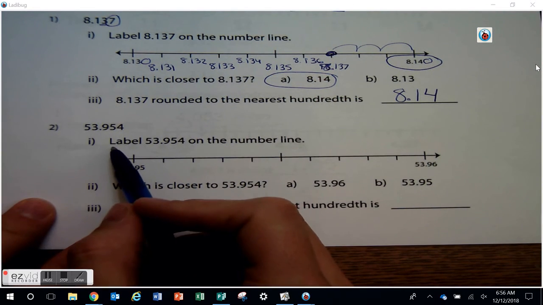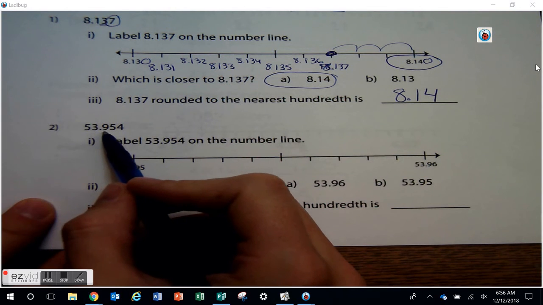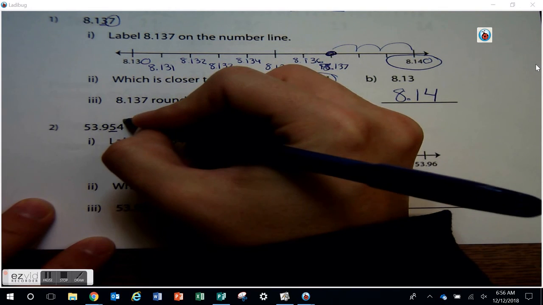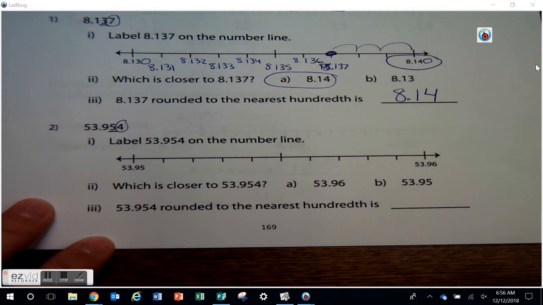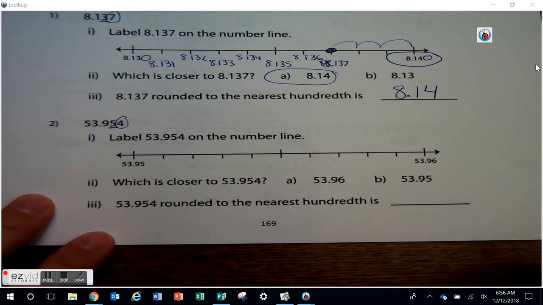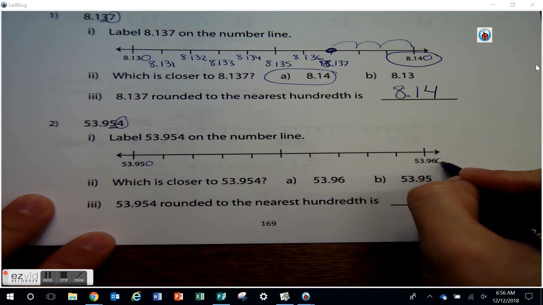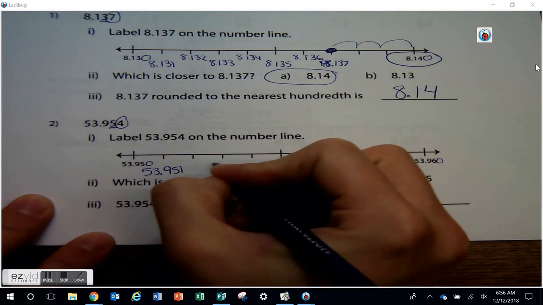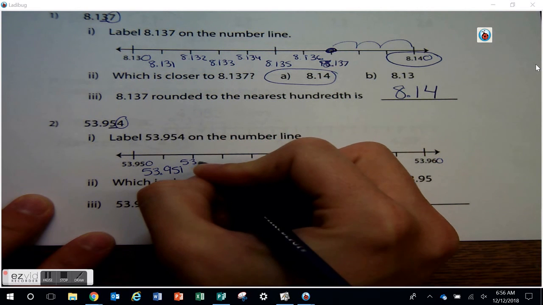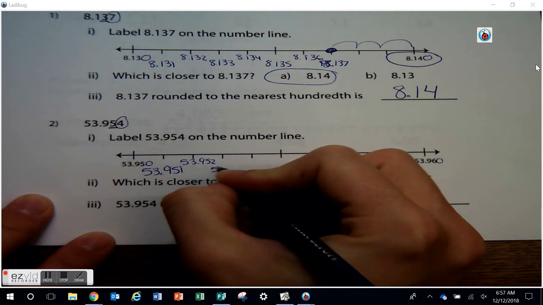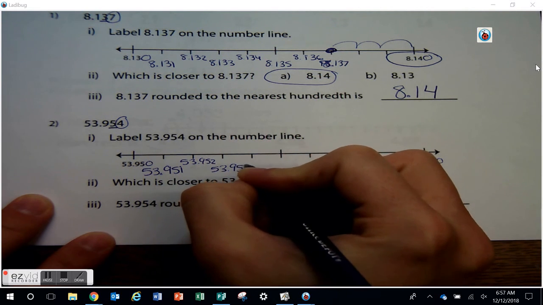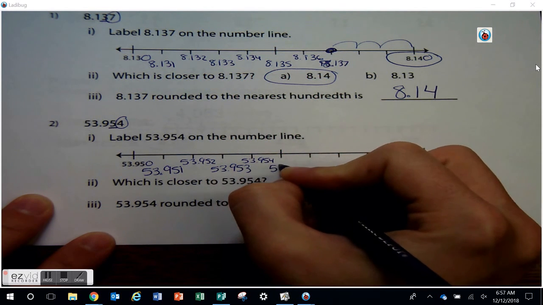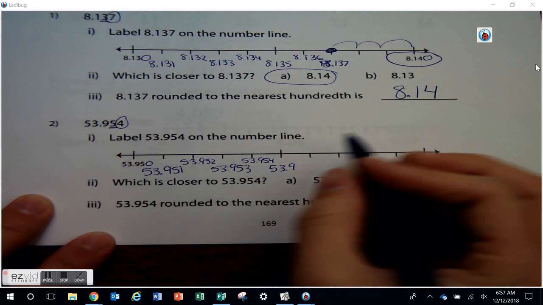Okay, so we're going to round 53 and 954 thousandths. We're going to decide that hundredths place, does that stay a 5 or does it round up to a 6? Use my place value holder here. We have 53 and 951 thousandths, 53 and 952 thousandths, 53 and 953 thousandths, 53 and 954 thousandths. Oh, we already got there.